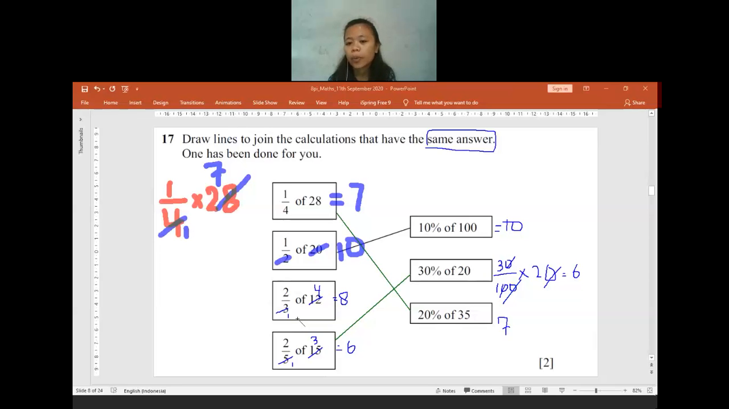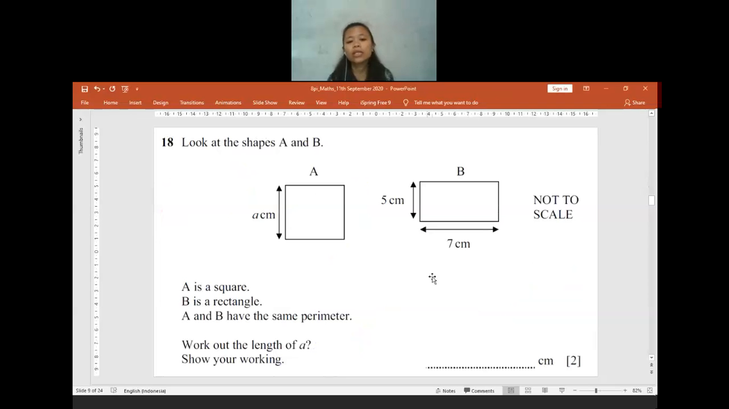Is there anyone having any question? Or maybe my explanation is still confusing. It is too fast for you. Is there anyone having any question? Let me know if you have any question. If you do not ask me anything through the chat box, I will assume all of you have no question. I will move to the next question, to the question 18.